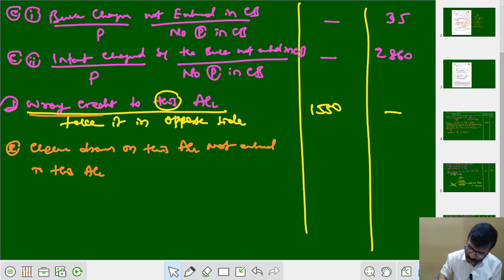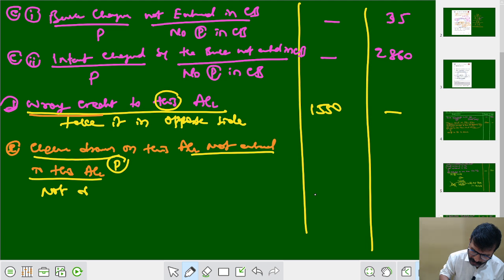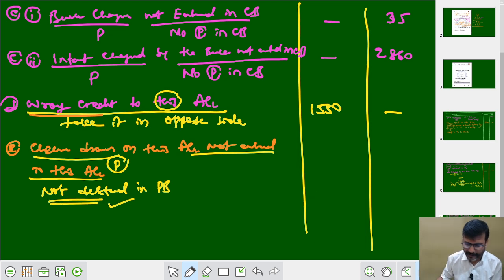Now, checks drawn. What do you mean by checks drawn, my dear kids? Checks drawn means issued. Issued means payment. Not entered in this account means not debited, means in passbook, right? The banker has committed a mistake. Not debited in passbook. So what we have to do? We have to take it in debit side. Debit side with an amount of rupees. How much is there on the debit side? That is 800 rupees. Fine.